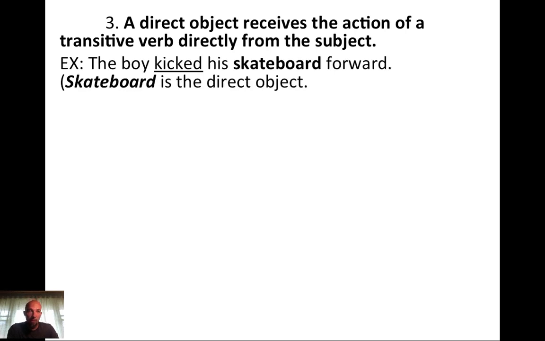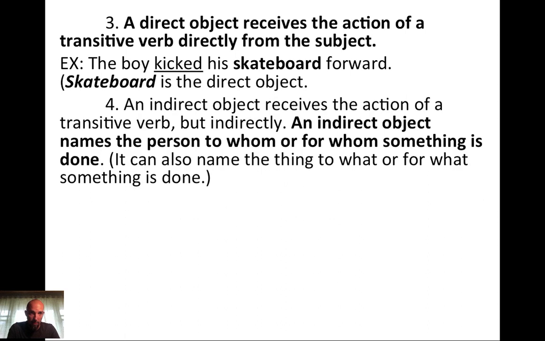A direct object receives the action of a transitive verb directly from the subject. Direct object, transitive verb, directly from the subject. The boy kicked his skateboard forward. Skateboard is the direct object. See how that works? Boy kicked skateboard.